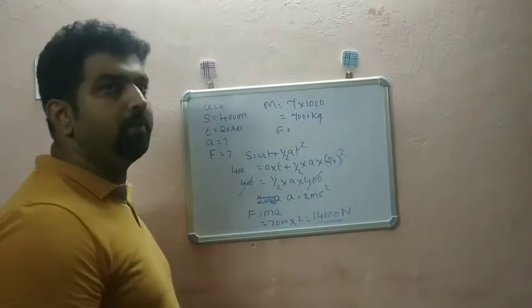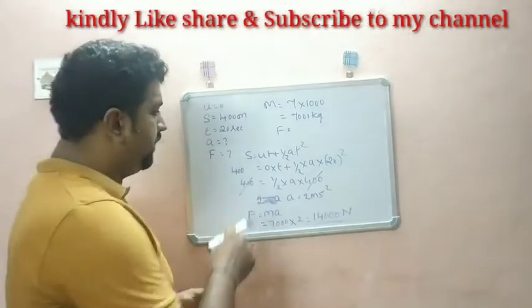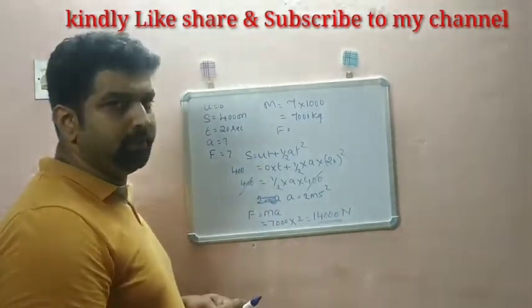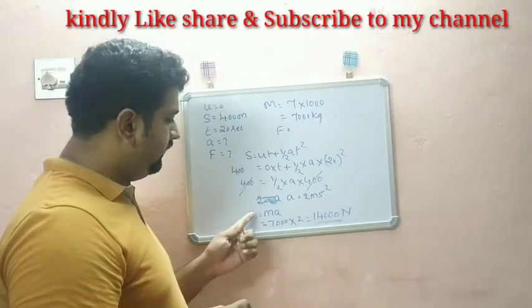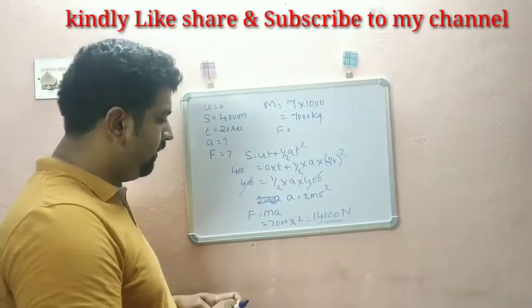So it's a very simple problem. Just have to find out the value of A using S is equal to ut plus half at square, and then find out the force using F is equal to MA. So MA is given. Next problem.